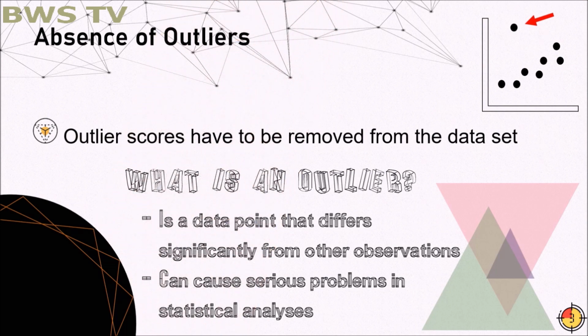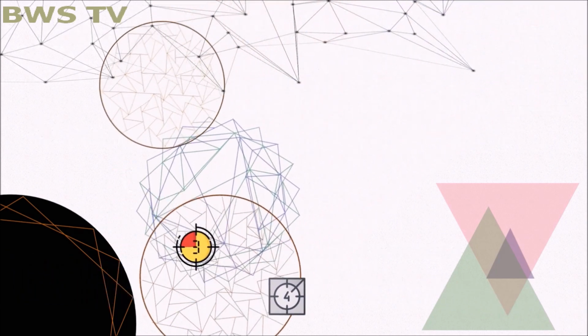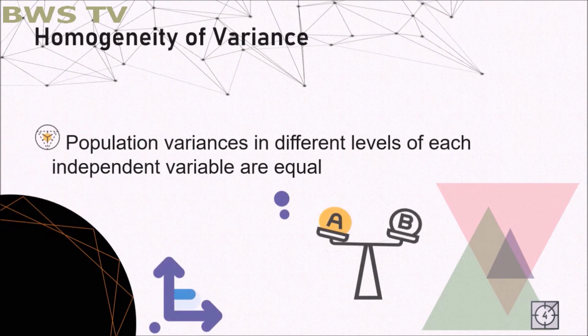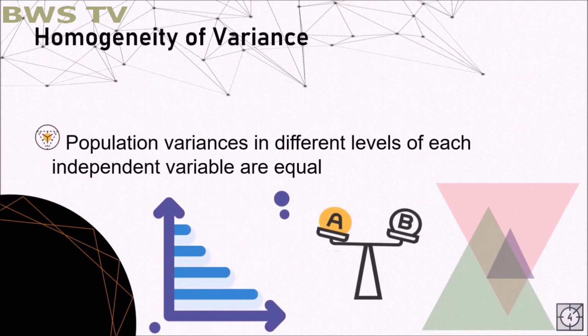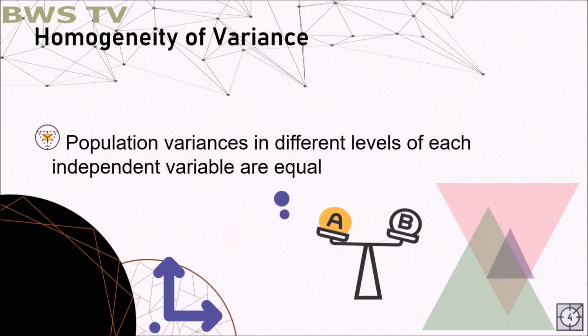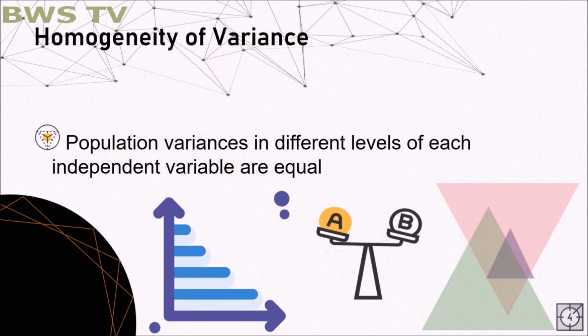Lastly, we have the fourth, which is the homogeneity of variance. It states that population variances in different levels of each independent variable are equal.